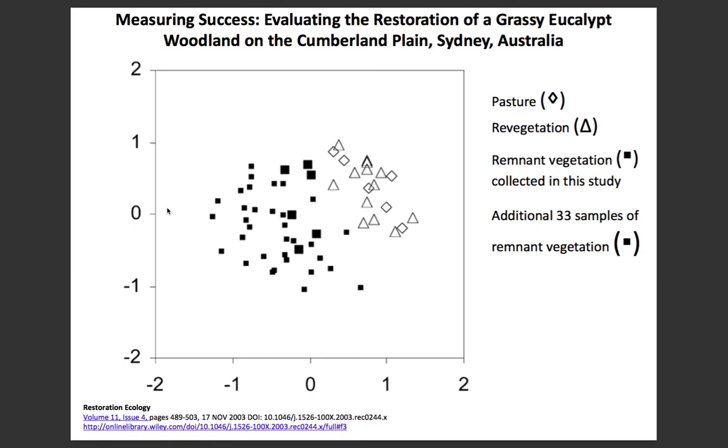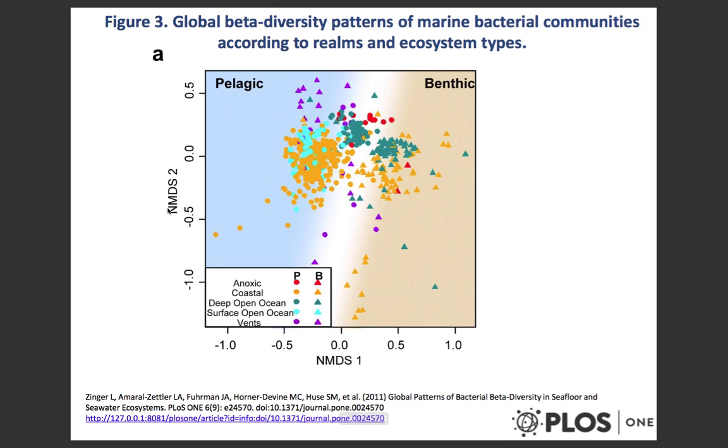And what's interesting is the pasture are the triangles, what they're trying to restore to woodland vegetation, and the open triangles are revegetation projects that they decided. So it doesn't appear that they were very successful in their revegetation efforts. If they were successful, the open triangles would be somewhere near the composition of the dark filled-in circles.